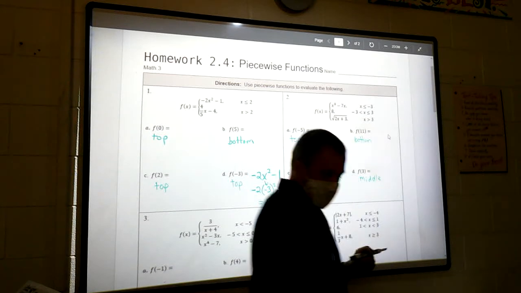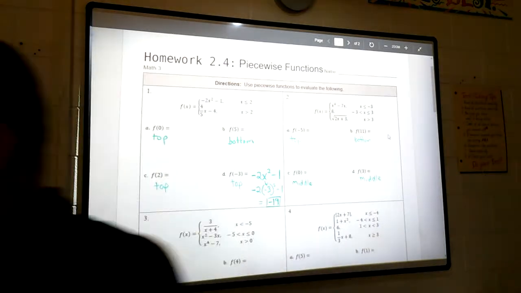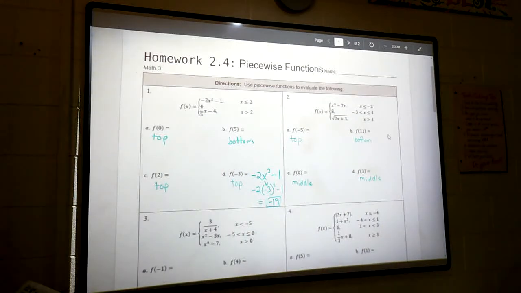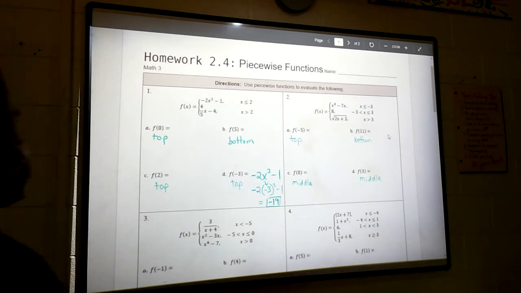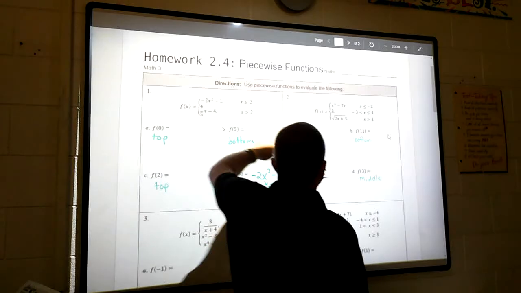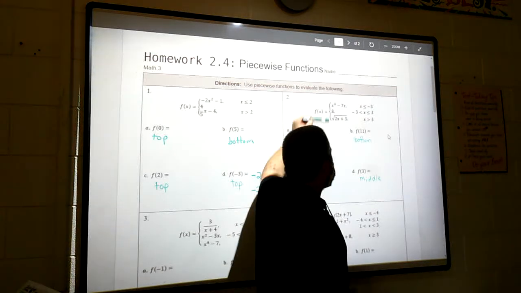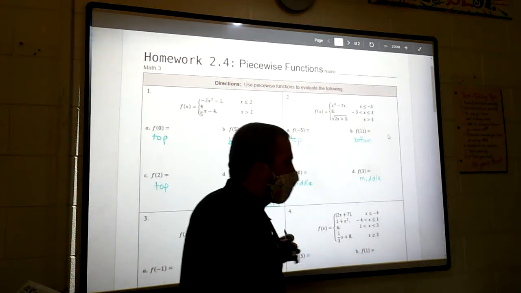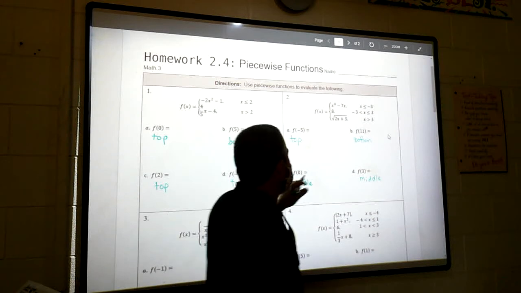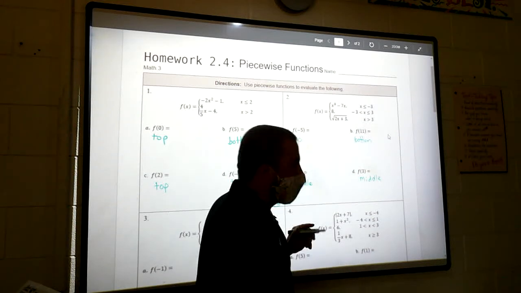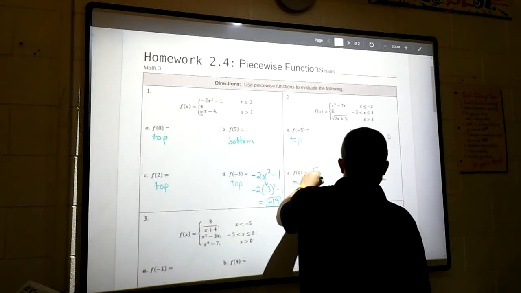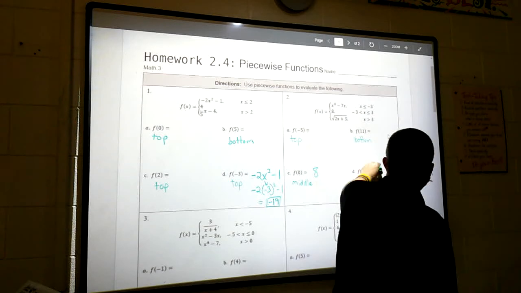Now, the middle equation is kind of like our trick equation, but it's the easiest one. In the middle equation, it's just 8. So if you're using the middle one here, there is no x to plug anything in for. So the answer to any of them, when you're using the middle equation, is just 8. So you already have 2 answers.